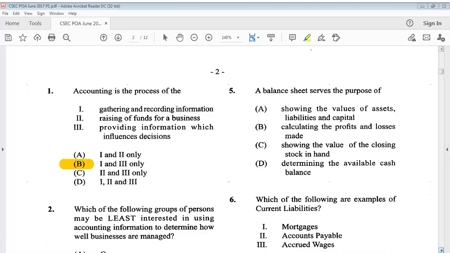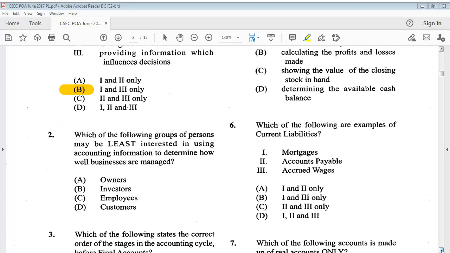2 says, which of the following groups of persons may be least interested in using accounting information to determine how well businesses are managed? So we know that is D, customers. So D would be our answer.